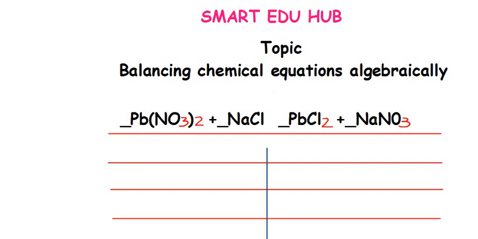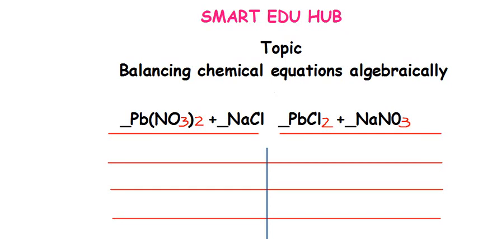As you can see, lead nitrate reacts with sodium chloride to give you lead chloride and sodium nitrate. The moles on the reactant side and the product side are not balanced. So let's try and balance them.